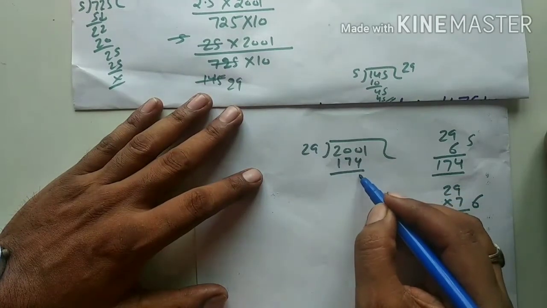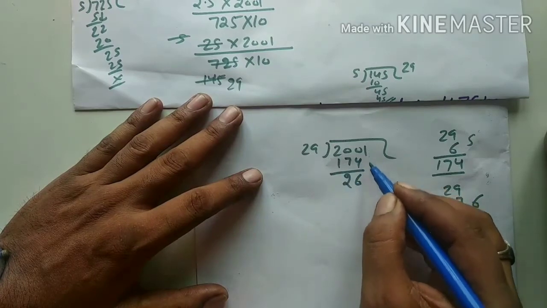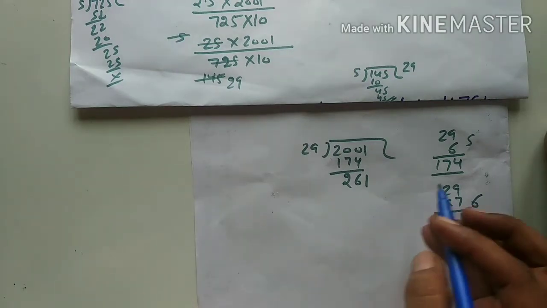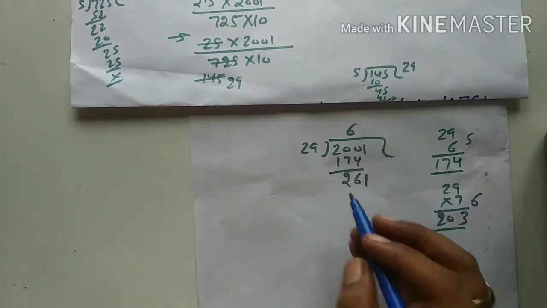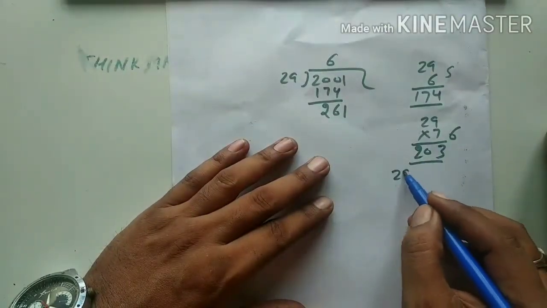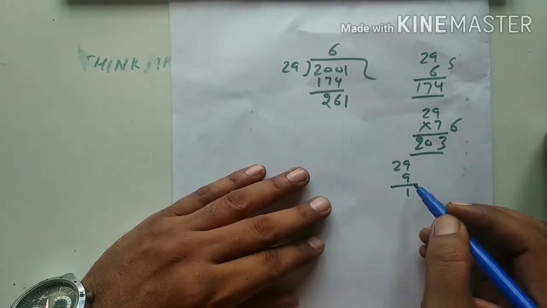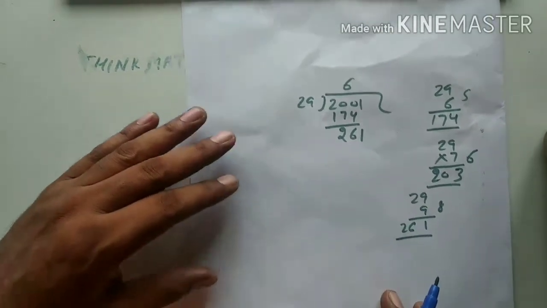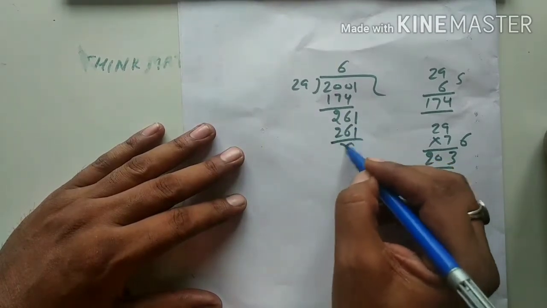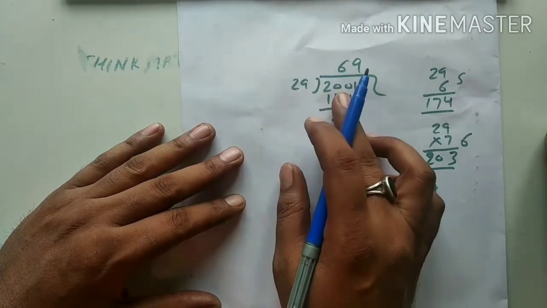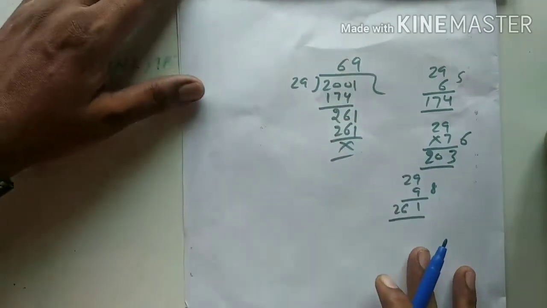Okay. Now 6, 2 and 1. Here you will see that 261. Now 29 multiplied with 9. 9 9s are 81, 9 2s are 18, 18 plus 8 is 26. So 261 at which number? 9. Okay. So 29 divides 2001 exactly at 69.